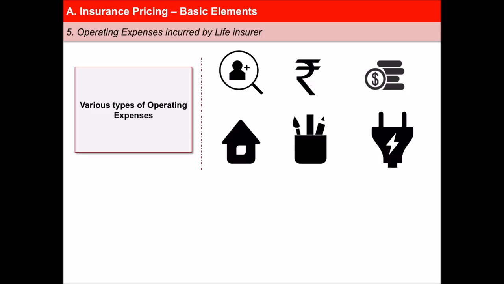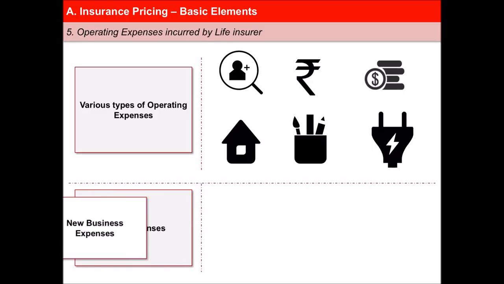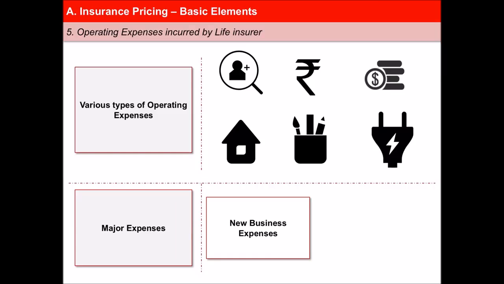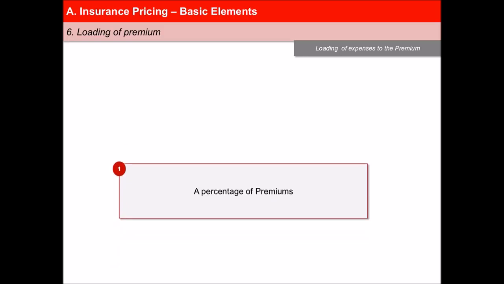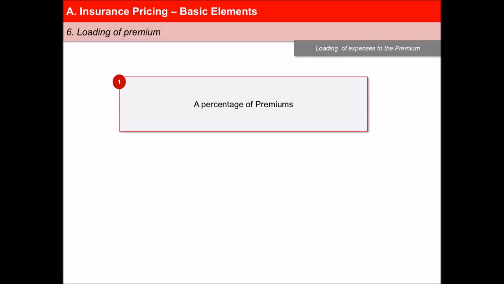A life insurer incurs two major types of expenses. First is the new business expenses, which are incurred at the beginning stage of the contract. And second is the renewal expenses, which are incurred during subsequent years. The typical expenses loaded to the net premium are as follows. First, a percentage of premiums, that is commissions and incentives for agency managers or development officers, are typically decided as a percentage of the premiums earned.